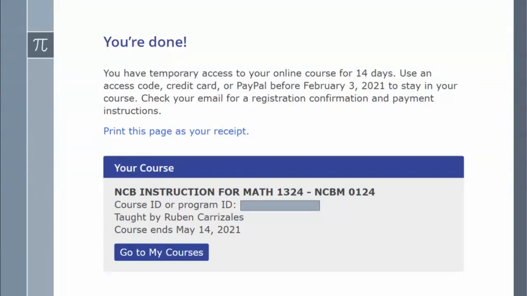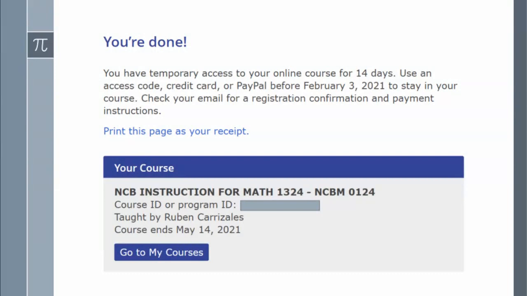All right, so once you've created your access, either done the temporary or you had already purchased your access, again, you're gonna have the title here of your class. This is the class that I'm taking, NCBM Math 1324, and it's the 0124. And as an example, you will have your ID. This is me, the instructor, Ruben Carrizales, and man, this one's old. This is when the course started, and it ends on May 14th, 2021.